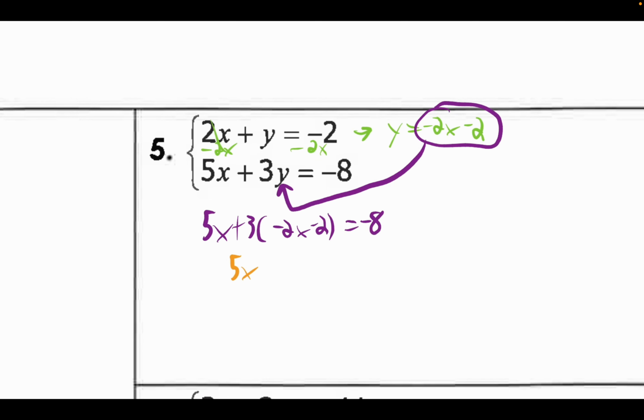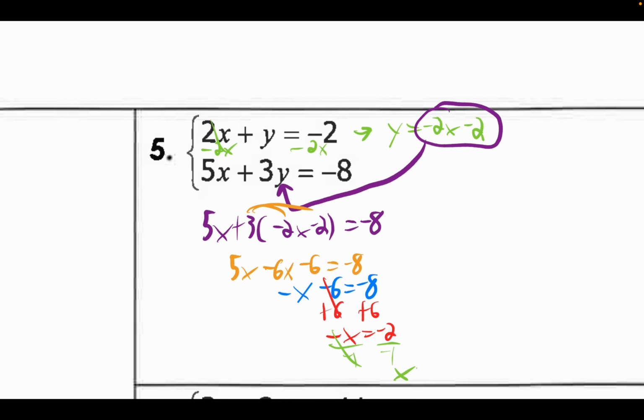And so I'm going to go ahead and distribute my 3, and I'm going to get 5x minus 6x minus 6 equals negative 8. Combine like terms, and I'm going to get negative 1x, or negative x, minus 6 equals negative 8. I'll add 6 to both sides, and I'll get negative x equals negative 2. And then I'll go ahead and divide both sides by negative 1, and I get x to equal 2.